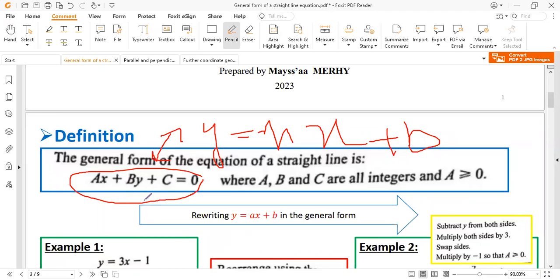Yes, of course. But we should keep in mind that big A, big B, and big C in the general form of the equation of a straight line are integers, not fractions, without any decimal point, and the condition is that A should be a positive integer, or it can be equal to 0.